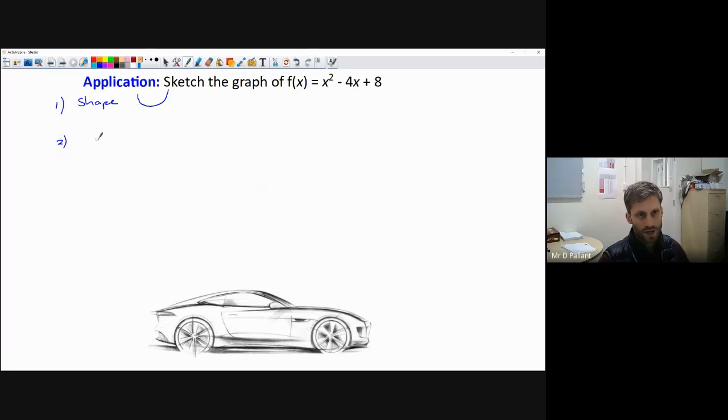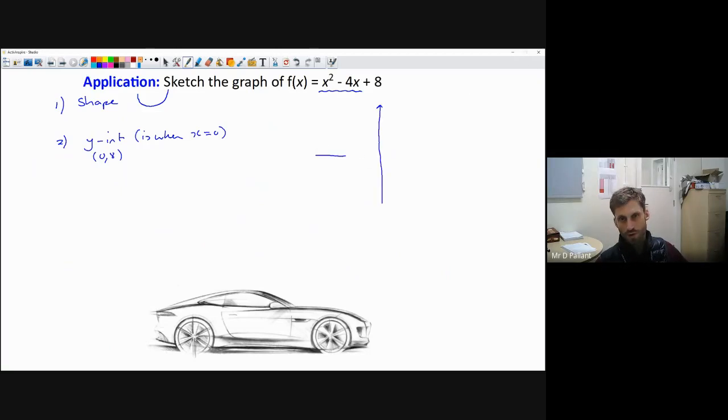The second thing we know is the y-intercept, which is when x equals 0, is what you get by putting 0 in there. And when you put 0 in there, there's nothing left there. You just end up with 8, don't you? So the y-intercept is going to be 0, 8. But at this point, I know it's a U shape, and I know it goes through the point 0, 8, but maybe it does this, if that's 8, maybe it does that, or maybe it's over here. It's just not enough information, and so I can't really draw my graph yet.